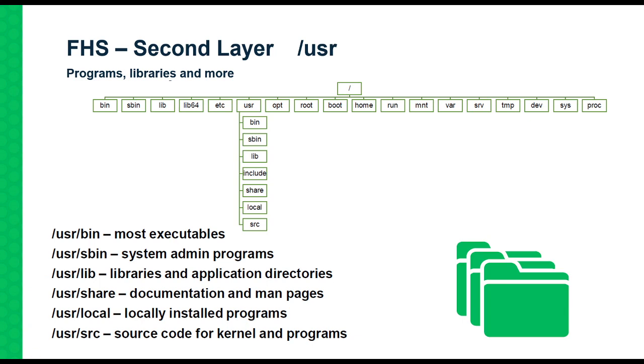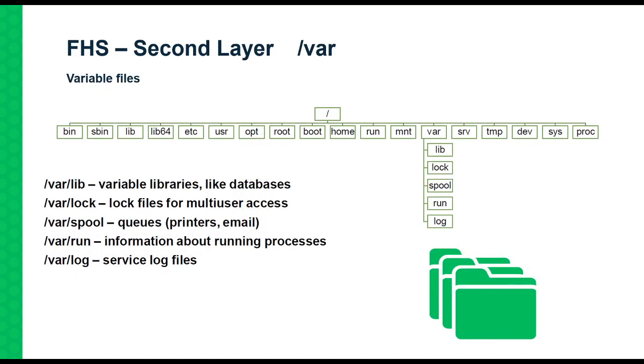Let's look at our /var. So part of our second layer is our /var. And what comes under the /var? Variable files. So with variable files, they mean /lib, variable libraries like databases, log files for multi-user access under /log, /spool is our printer queues and emails, under /run, information about running processes, and /log, our service log files.